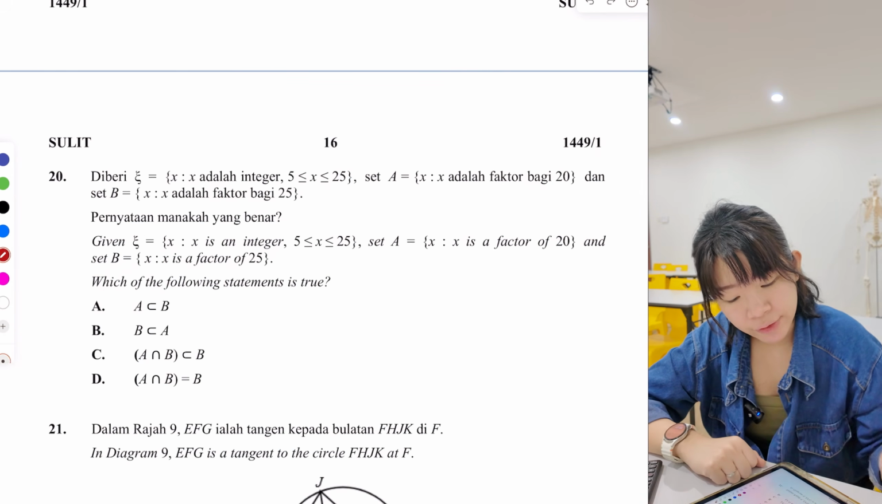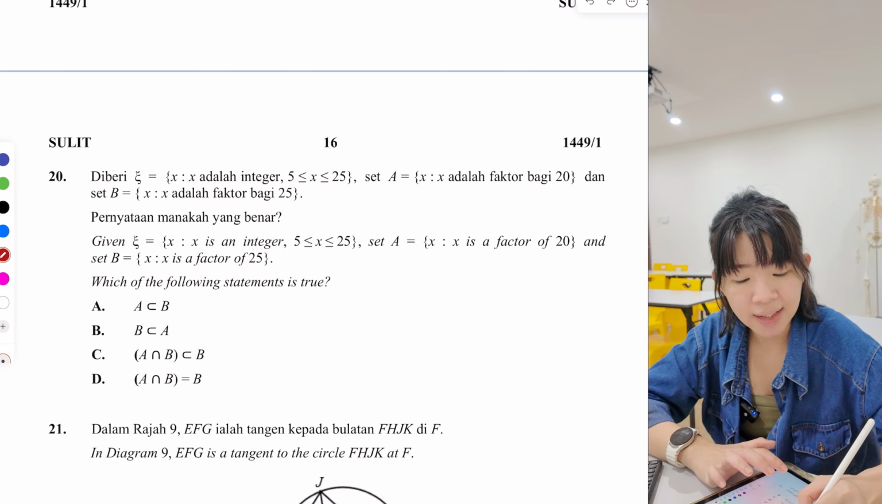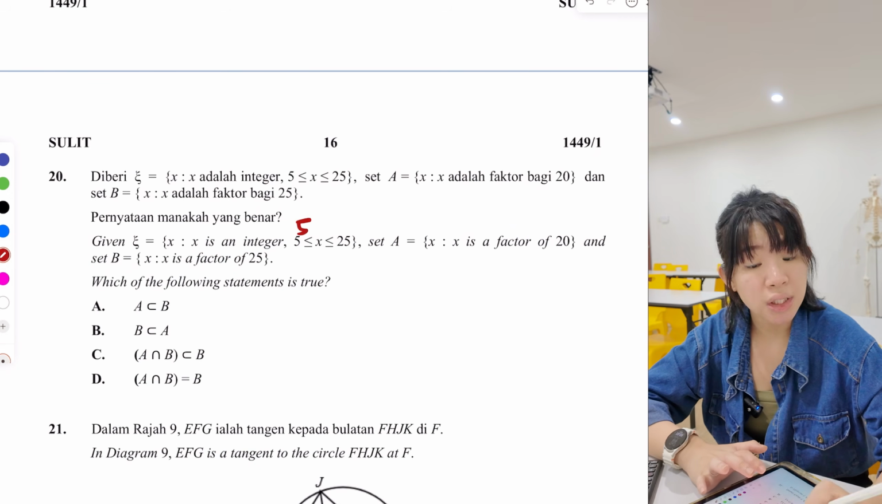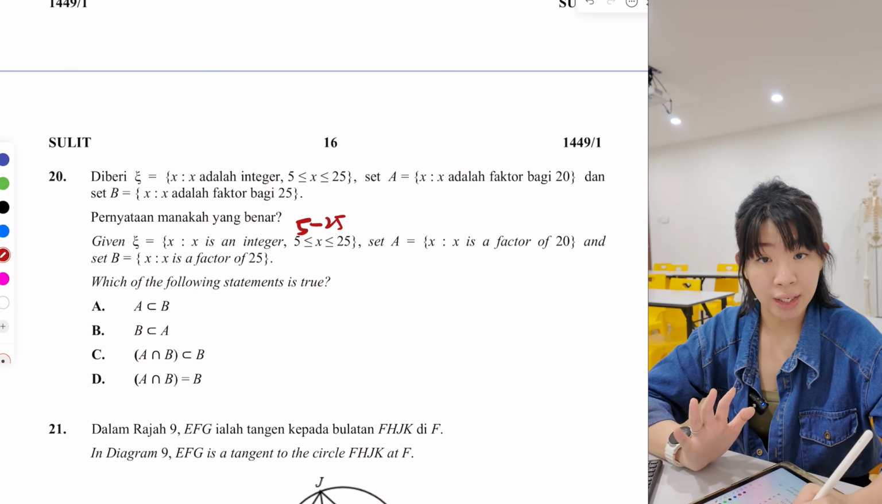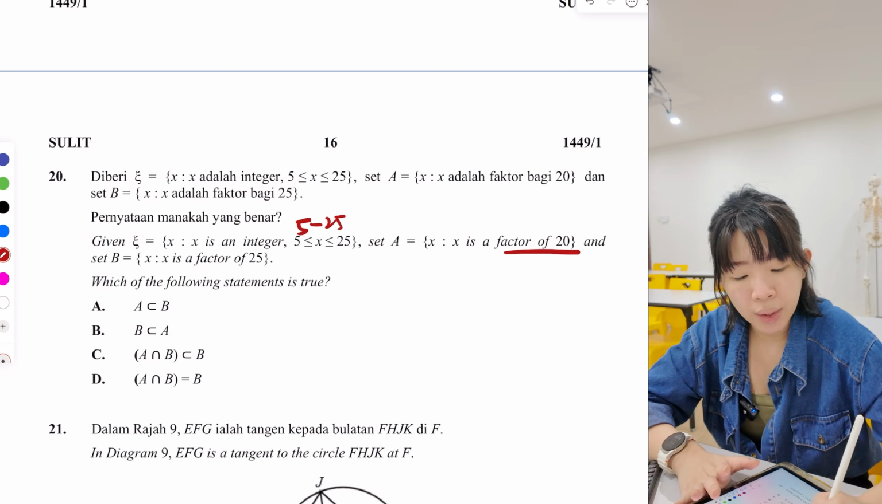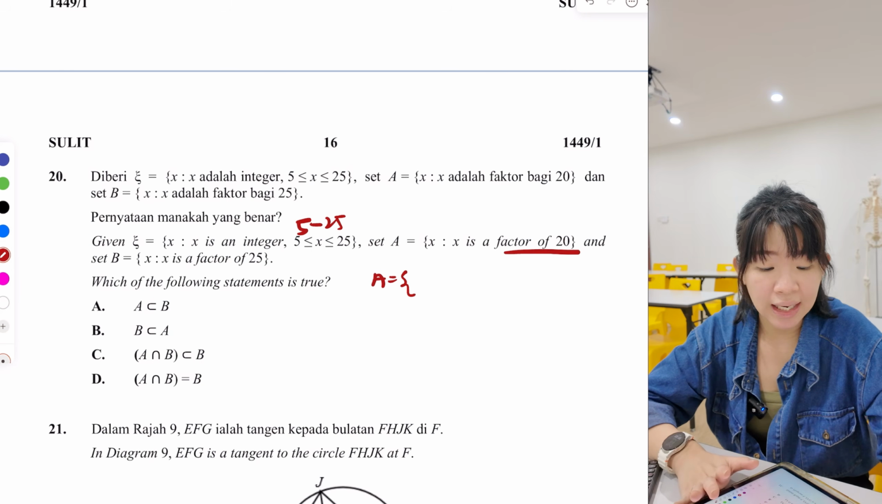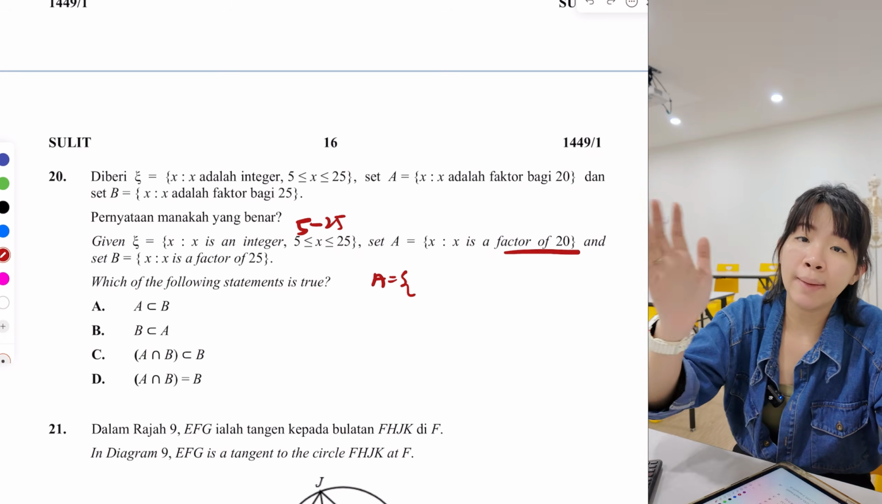Given that universal set, it's actually integers. They say x is, okay, 5 is included, 5 to 25. So the numbers we can use are from 5 to 25. Set A is a factor of 20. So what are the elements in set A? Factor of 20 means, what times what do we get 20?